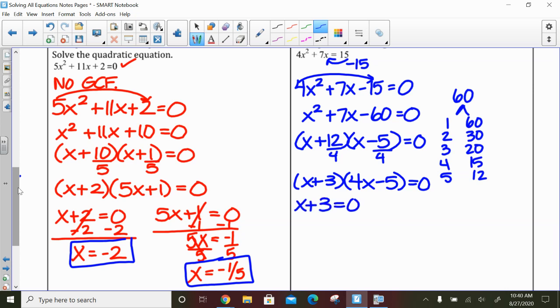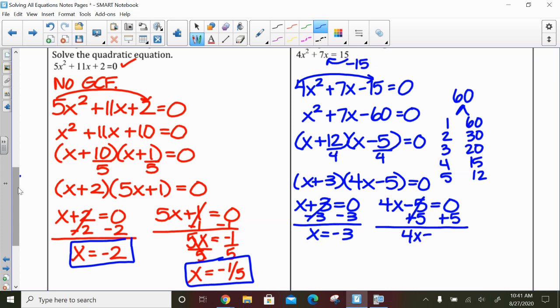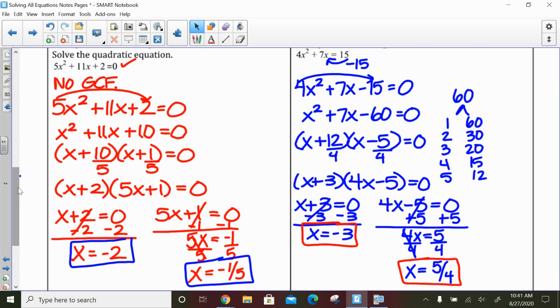So x plus 3 equals 0. 4x minus 5 equals 0. Subtract 3, x equals -3. Over here, I'm going to add 5. 4x equals 5. Divide both sides by 4. Those 4's go away. X equals 5 over 4. So my two solutions here are x equals -3 and x equals 5 over 4.